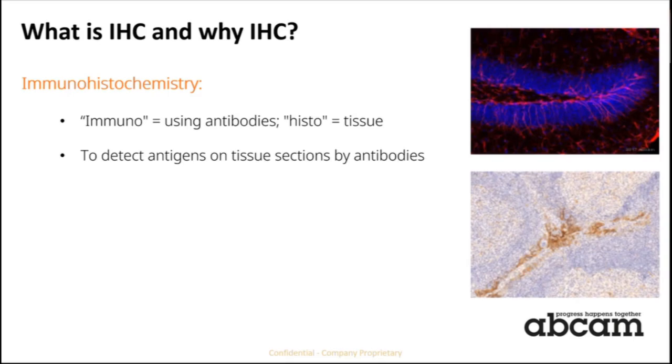So what is IHC and why is IHC commonly used? IHC stands for immunohistochemistry, and as its name implies, a primary antibody is used to detect the antigen or target protein in the tissue. The signal will then be visualized by either a reporter molecule conjugated directly to the primary antibody or by binding to a secondary antibody with a reporter to amplify the signal.